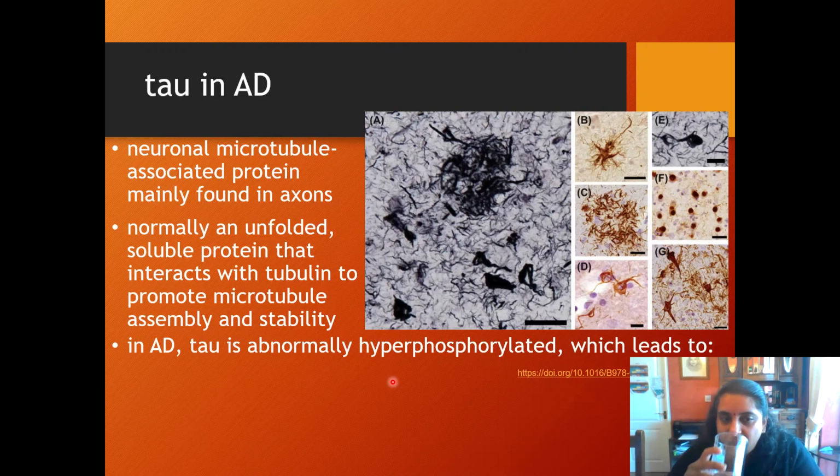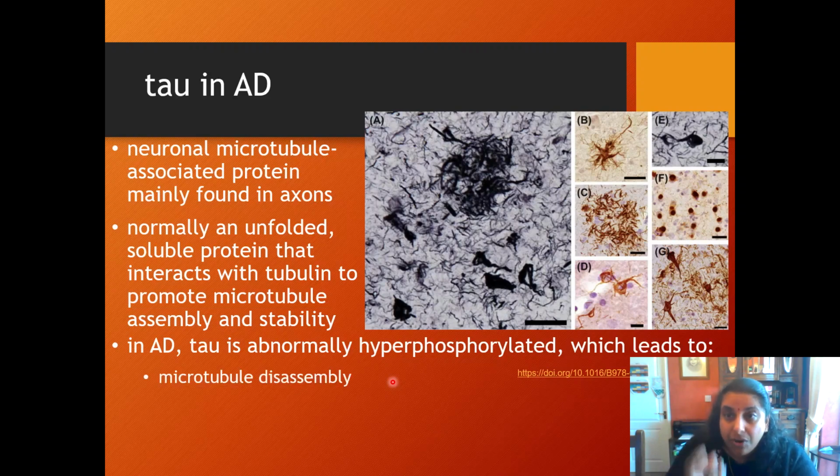So in AD, tau is abnormally hyperphosphorylated. So what does that mean? That means that the protein itself has more phosphate groups added to it, phosphates being a post-translational modification and a regulatory effect. So, some proteins are active when they're phosphorylated in certain positions. Some proteins are inactive when they're phosphorylated in certain positions. In this case, you have a lot of extra amino acids in tau that are phosphorylated in AD. And this causes the microtubules to disassemble.